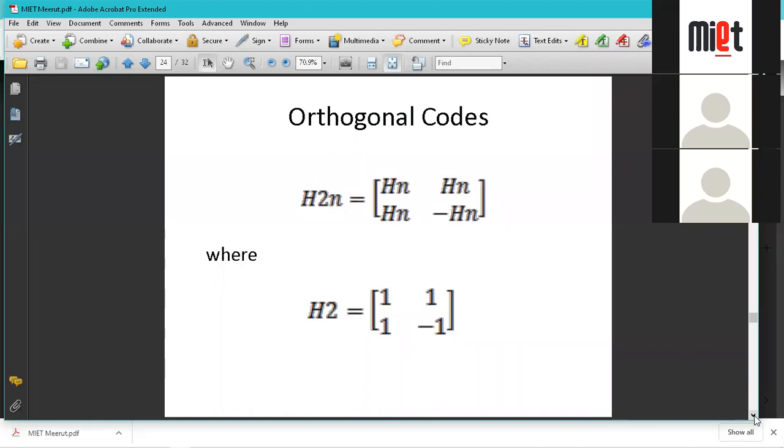Orthogonal codes in digital communication are another important topic. Here I have considered Hadamard codes, which are easily representable, to make you understand the concept. Please go to the next one.